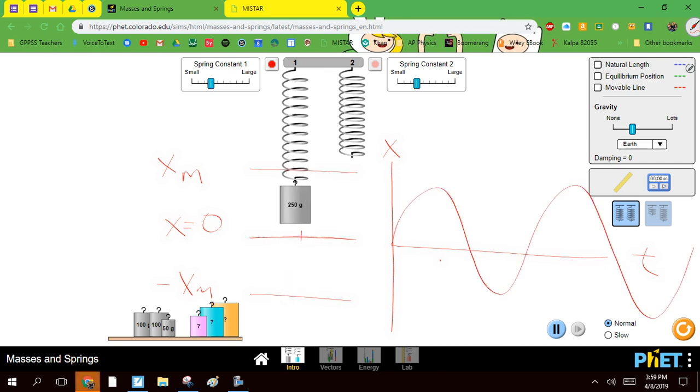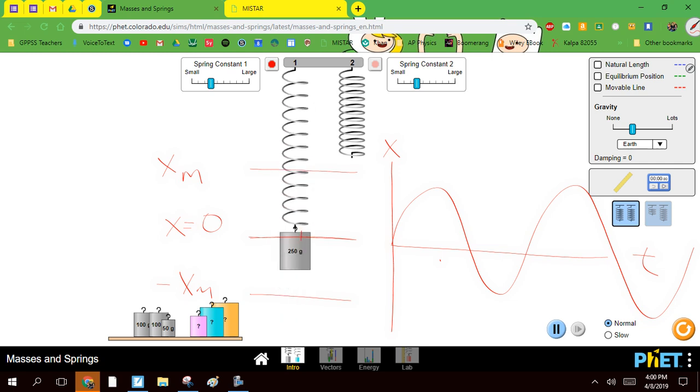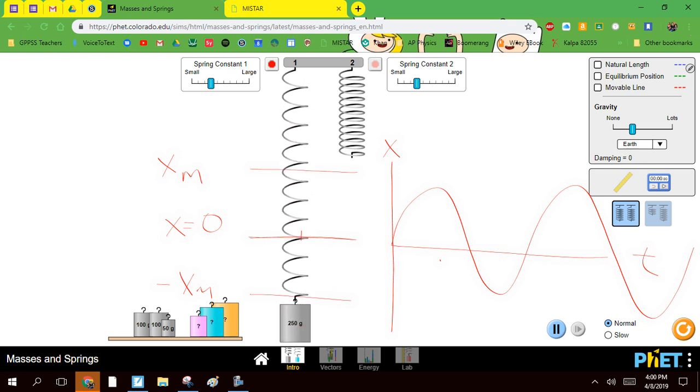Oh, that looks like a trig function, right? This happens to be a sine curve, right? But you can definitely see that there's a trigonometric value to this, right? So that's one way I could have done this, all right?